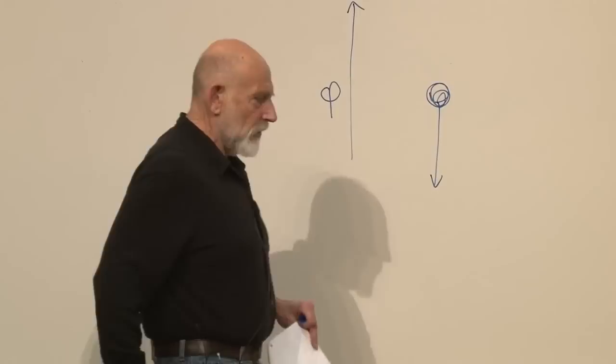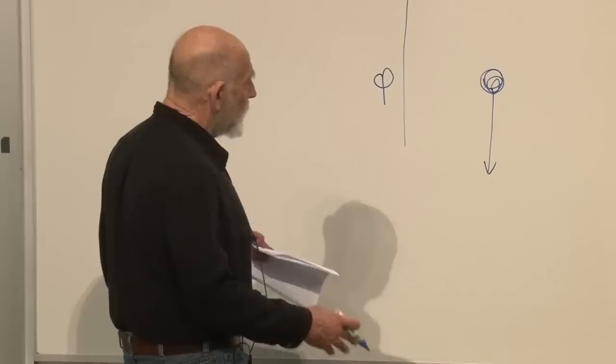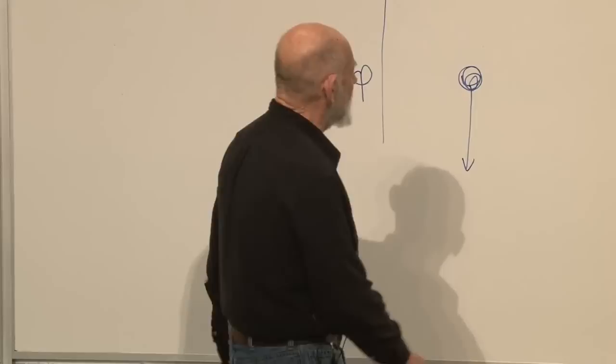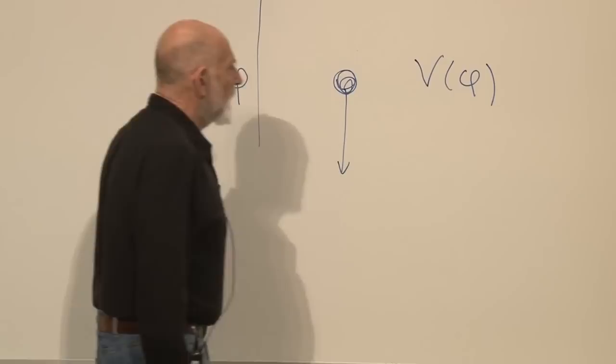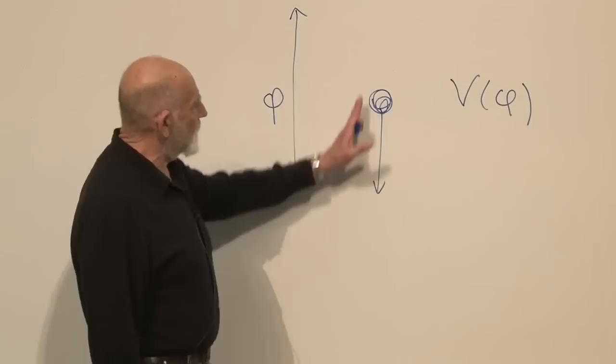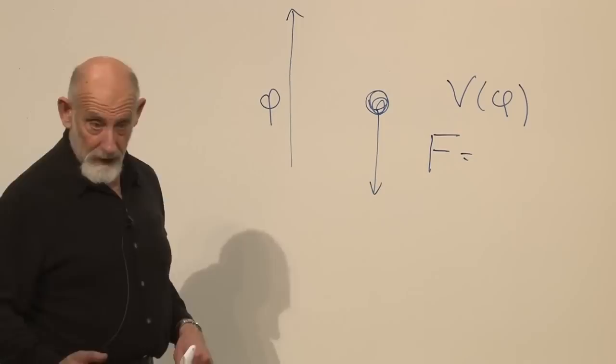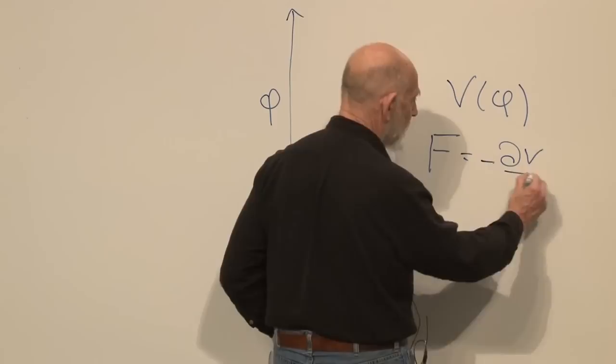and there's a force on the stone. There's a force on the stone which is related to its potential energy. In this case, it could just be the potential energy of gravitation, but let's just call it a potential energy V of phi. Let's assume the force is downward, which means V of phi increases in the upward direction. And what is the force? The force is minus the derivative of the potential energy, minus the derivative of V with respect to phi, just an ordinary derivative, dV d phi.